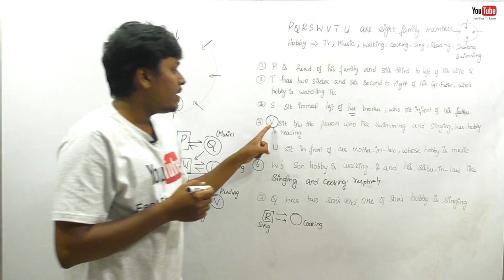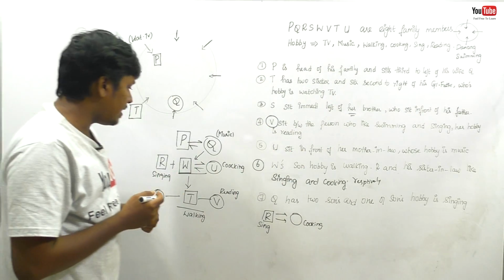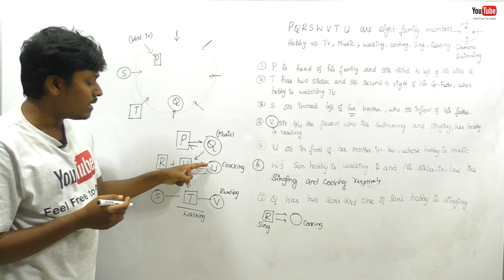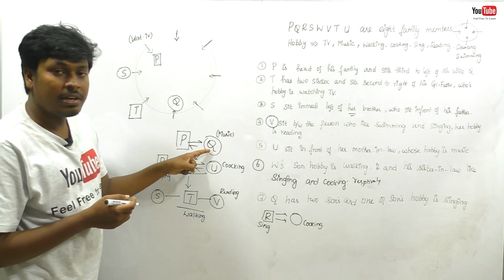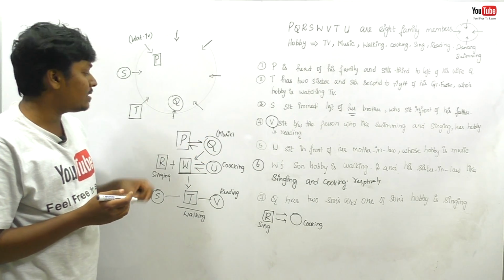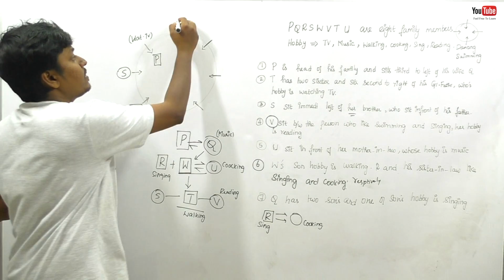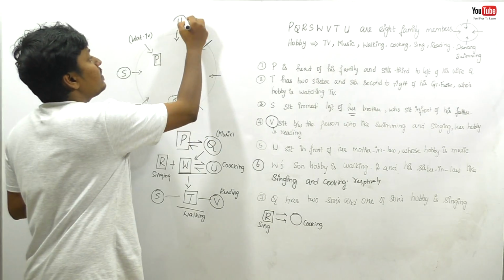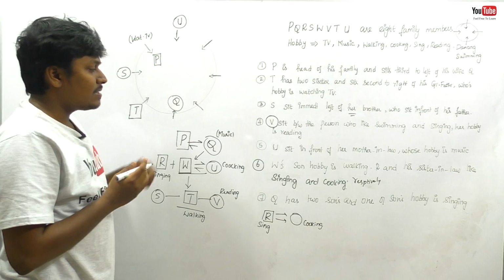And they have said that U sits in front of her mother-in-law. We know that U's mother-in-law is Q. So U and Q should be opposite in direction. So Q is here, so definitely U should come here, where U is a female person, right? So we still have 3 persons remaining.